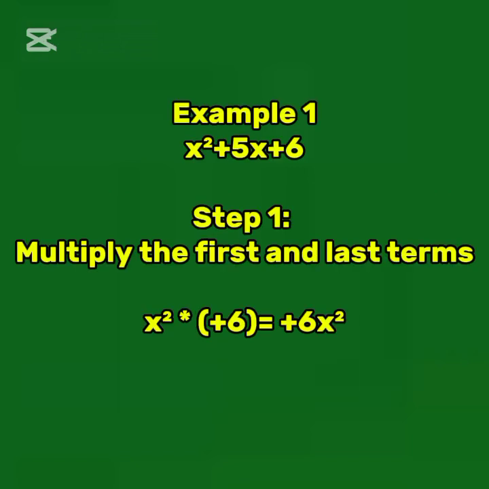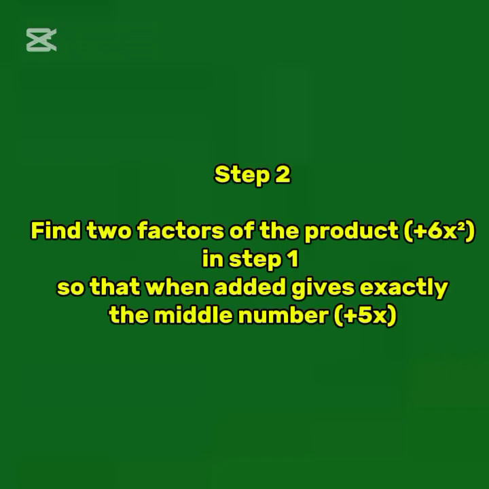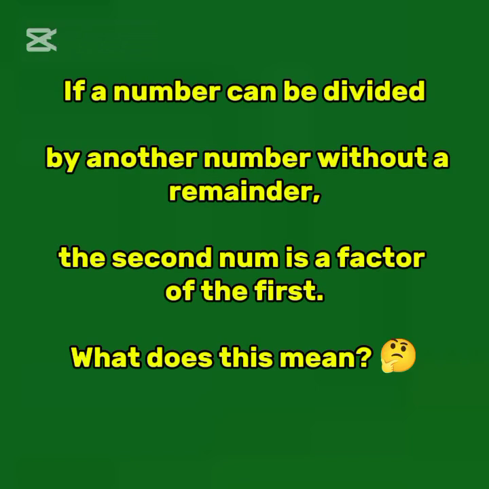Let's take this example: x squared plus 5x plus 6. Step 1, we multiply the first and last term. Of course, the first term is x squared and the last term is 6. We multiply the two of them, and we have plus 6x squared. Then step 2, we find two factors of the product. The product we got was 6x squared, right? Now there are two factors of the product that when we multiply we get 6, and when we add we get the middle term, plus 5x.